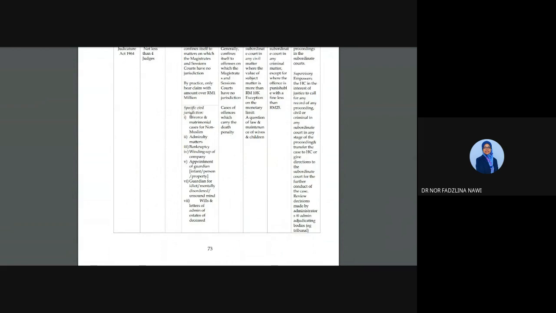Among these are cases of divorce for non-Muslims, admiralty matters, bankruptcy, winding up of companies, and letters of administration of estates of the deceased, and so on.